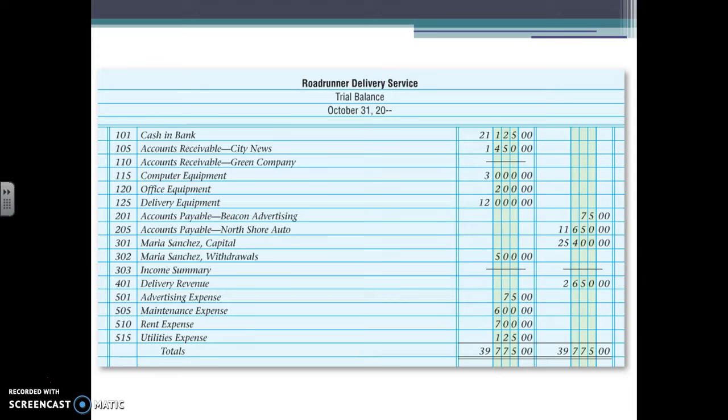Here's an example of a trial balance. These are all of the accounts that Roadrunner Delivery Service uses. All of the accounts are listed, even if they have zero balances. The left-hand column holds the debit balances of the accounts that have debit balances, and the right side holds the credit balances of the credit balance accounts. After you add up both columns, notice that the debits and the credits equal each other. Therefore, the trial balance is proving the ledger.